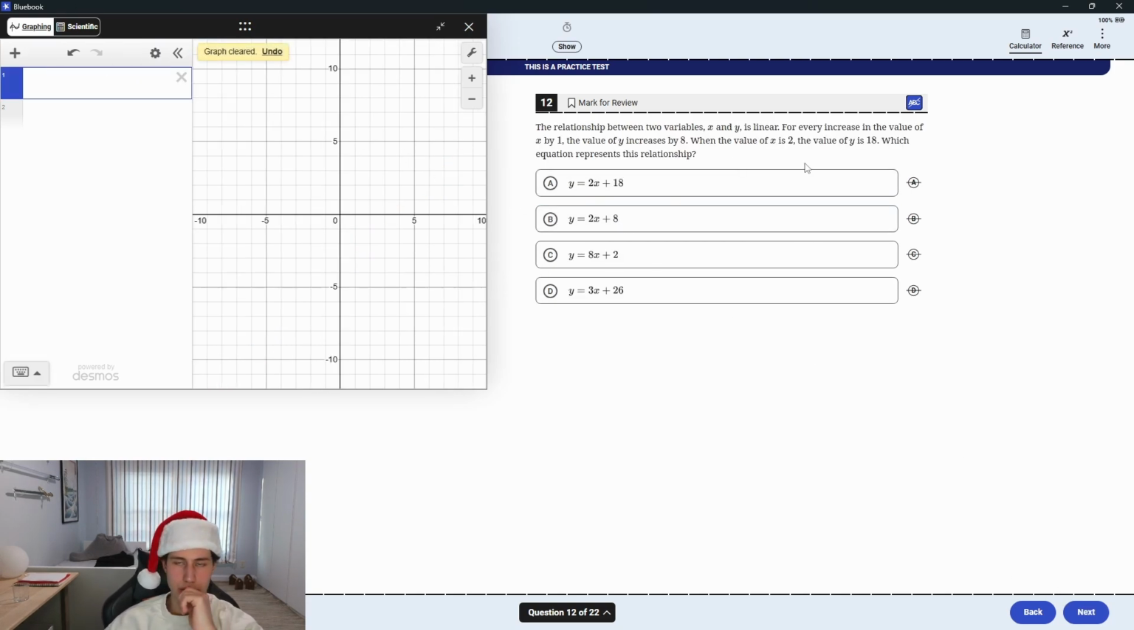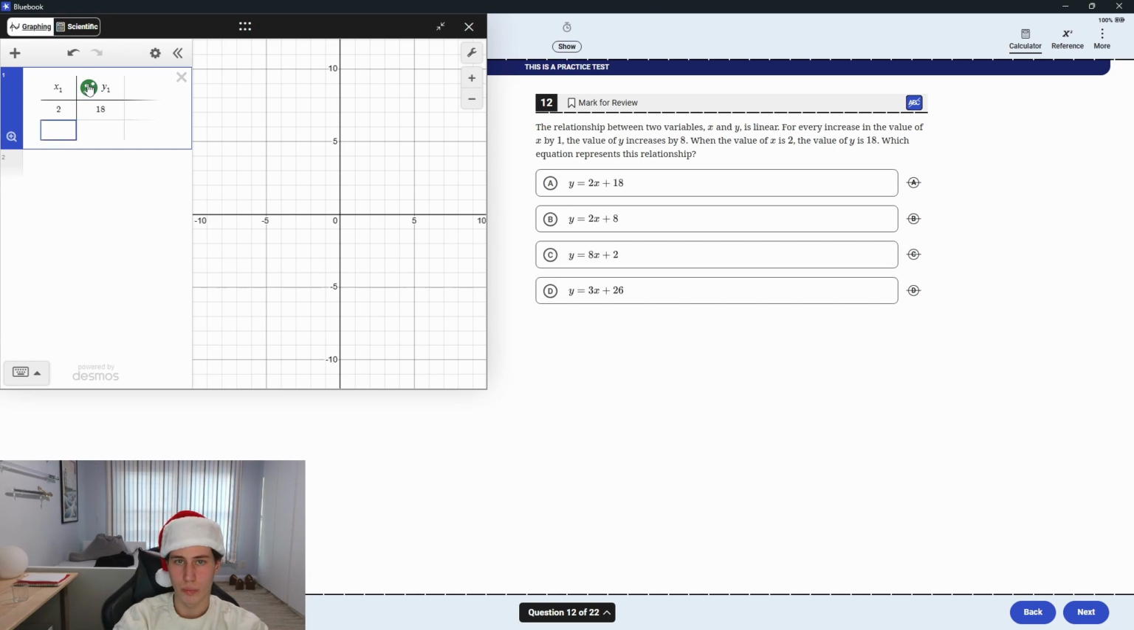The relationship between two variables. Sorry guys, I'm a bit sick, so you might hear it in my voice, but the relationship is linear. For every increase in x by 1, y is increased by 8. When x is 2, y is 18. What represents this? So they're giving us points, essentially. So let's do a table. When x is 2, y is 18.